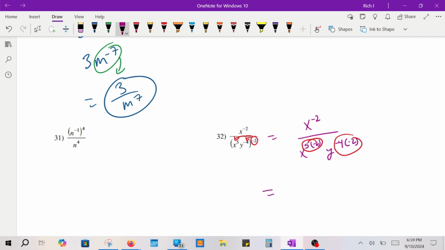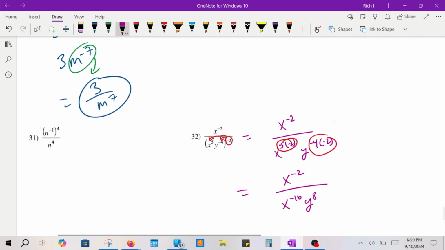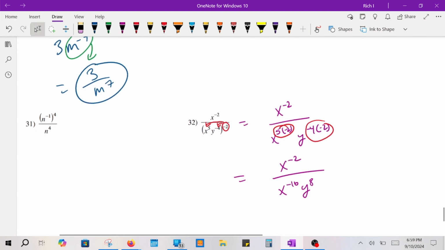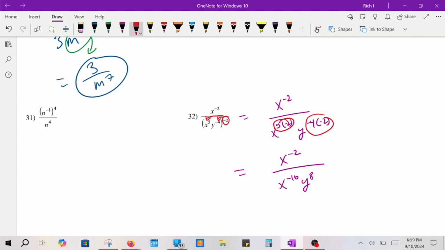On the top of the fraction, we still have x to the negative 2. But on the bottom, now we have x to the negative 10, and we have y to the positive 8. Negative 4 times the negative 2 is a positive 8, so you want to make sure you're watching your negatives and your signs. As we continue, there's nothing to compare y to. Y is going to be by itself, but we do have something we can compare x to.